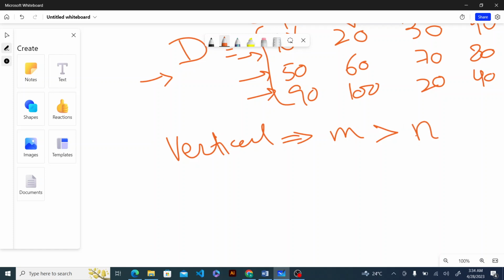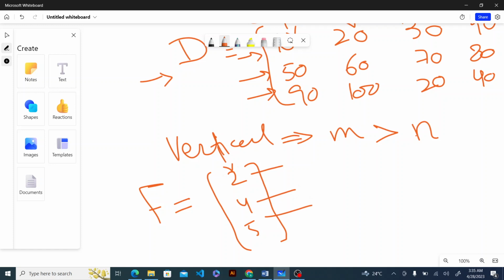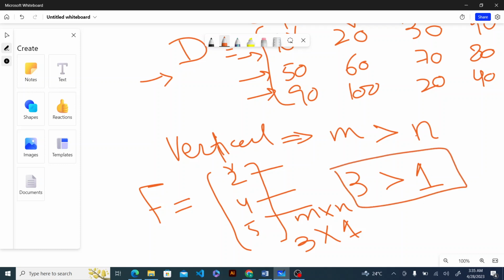Let me give you some examples. This matrix F has 3 rows and only one column. 3 rows are greater than 1. The order is what? 3 into 1, because 3 rows and one column. The number of rows is greater than the number of columns. That is why it is a vertical matrix. See, it has a vertical shape.